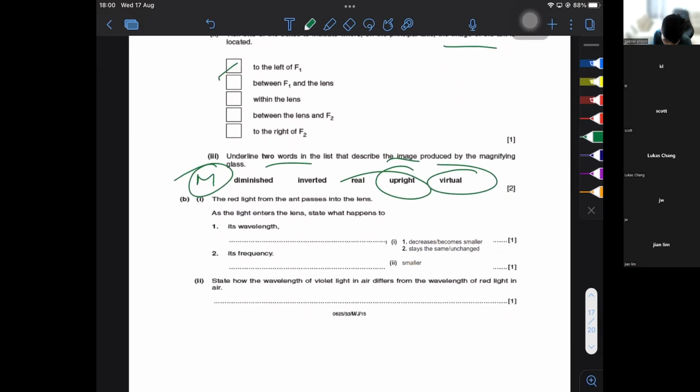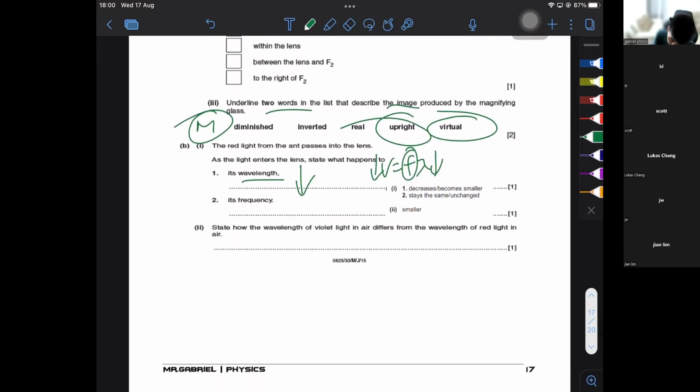Okay. Then finally, a red light from the end passes into the lens. As the light enters the lens, state what happens to the wavelength. Definitely the wavelength is going to decrease, guys, because when light enters a different medium, be it glass, water, or plastic, the speed of light is going to decrease. And when the speed of light decreases, according to your v equals f lambda, the wavelength will decrease too, right?